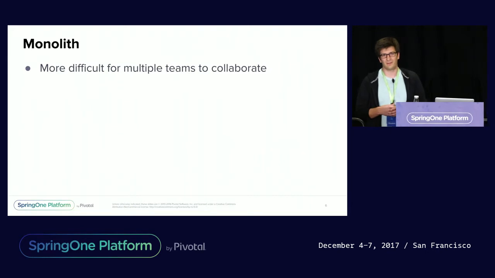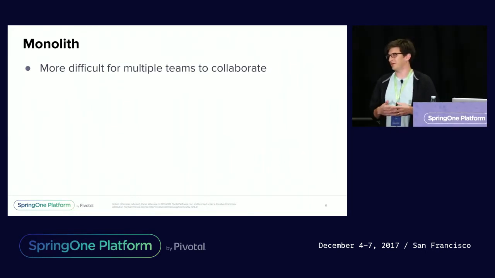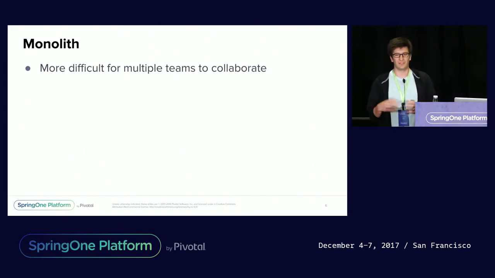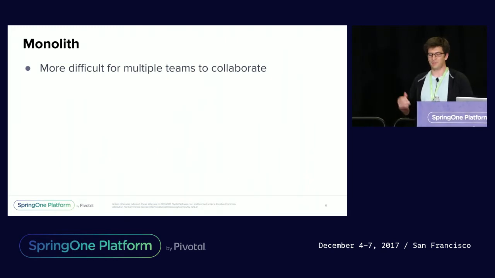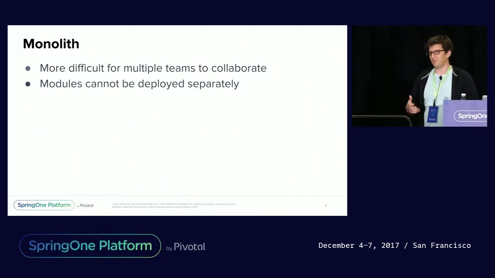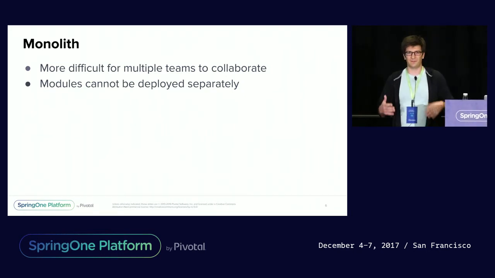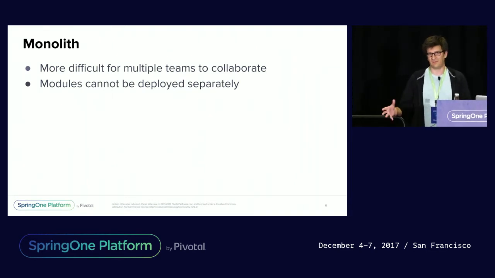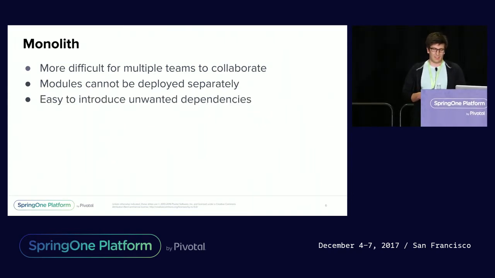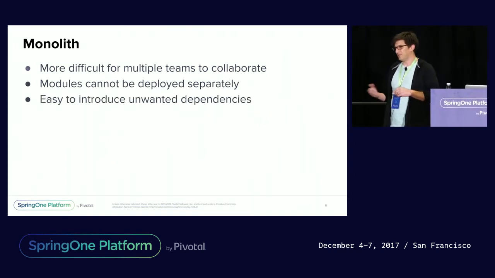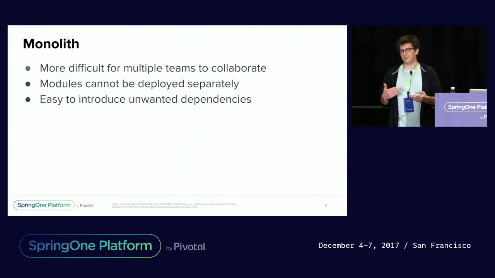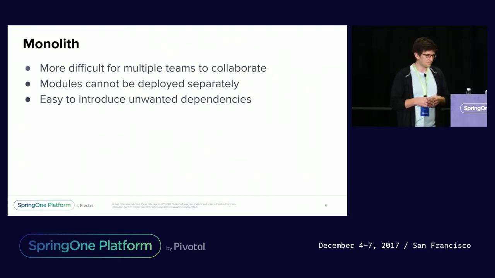And one thing that I think is the most compelling reason to look at other architectures is that it makes it more difficult when you have a monolithic code base for multiple teams to collaborate. So it puts some pressure on how you're able to scale your organization. The modules that make up your application cannot be deployed independently. So you have to do this kind of lockstep deploy if you have different teams working on different features in your application. And in addition, it's a lot easier to accidentally entangle the code base and have unwanted interdependencies between these components in your system.